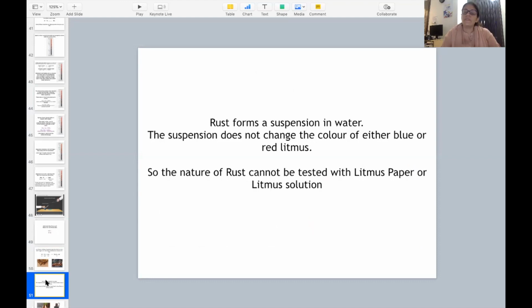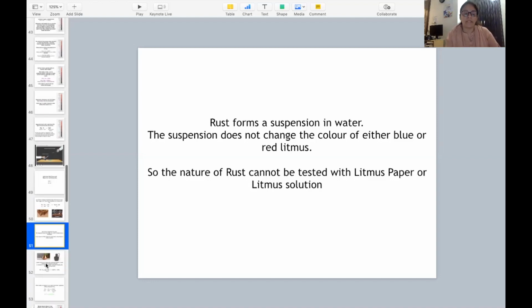Rust forms a suspension in water. It does not dissolve, it does not settle down at the bottom, it remains suspended in the water. This suspension does not change the color of either blue or red litmus. So the nature of rust cannot be tested with litmus paper or litmus solution, and we cannot find out whether it is acidic or basic in nature.